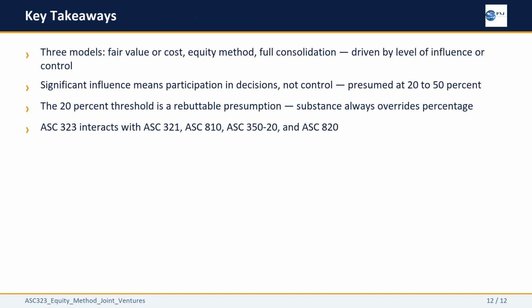Let us bring it all together. The three investment accounting models are driven by level of influence or control, not just ownership percentage. The equity method applies when you have significant influence, the ability to participate in, but not control, the investee decisions. The 20 to 50% ownership range creates a presumption of significant influence, but that presumption can be rebutted in both directions. And ASC 323 connects to a network of related standards that you will encounter throughout your career.